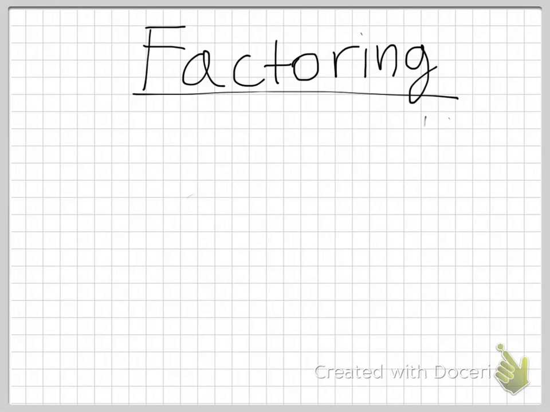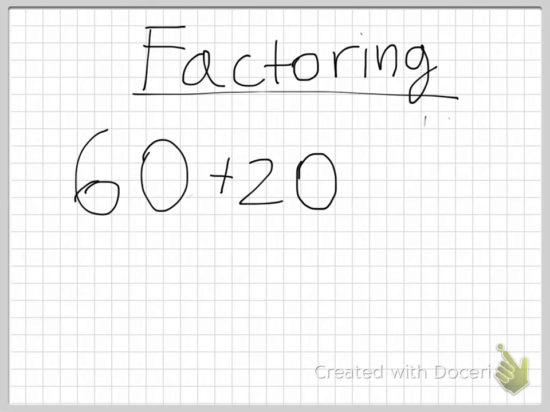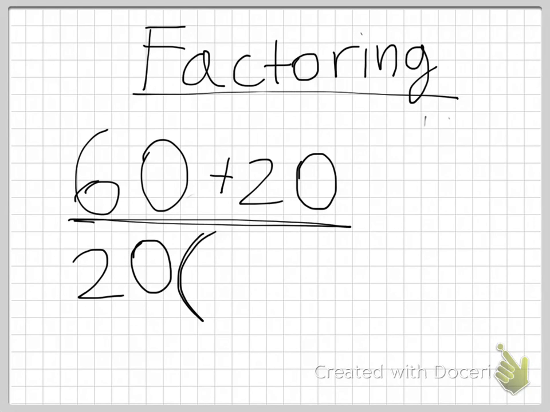But factoring, for example, if you want to factor 60 plus 20, what you do is you find the greatest common factor. So in this case, it would be 20. So what you do is you divide everything in this by 20. If you do that, you get 3 plus 1.